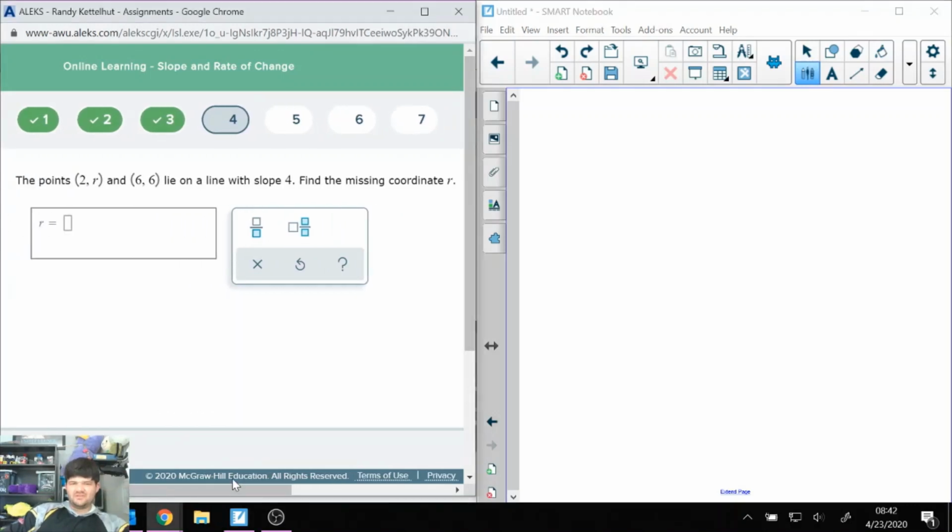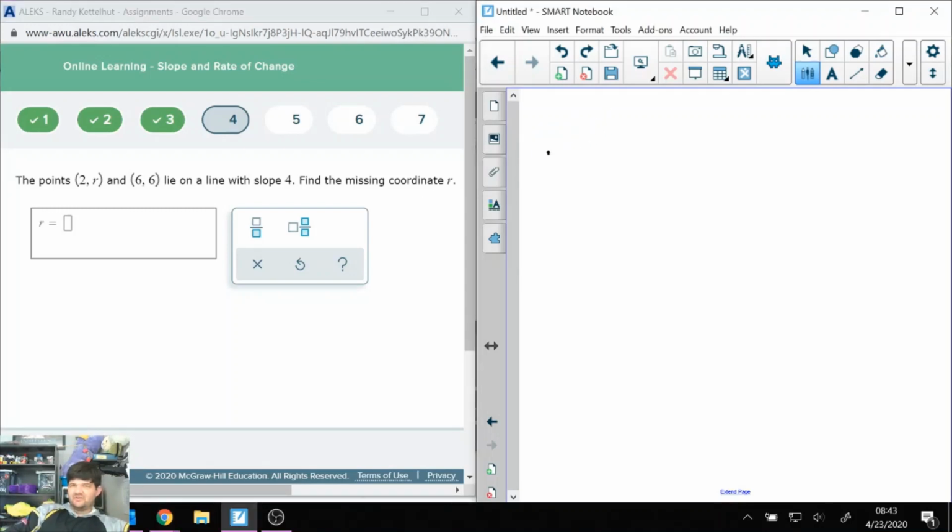Ooh, this is hard. Okay, so this is where you guys might be jumping ahead. I don't think maybe this did show up in the notes. I'm not 100% sure. I don't remember seeing it off the top of my head. Anyways, the points 2 comma r and 6 comma 6 lie on the line with a slope of 4. Find the missing coordinate r. So you could be trying to do slope formula or point slope or whatever you might want to do. I recommend starting with slope.